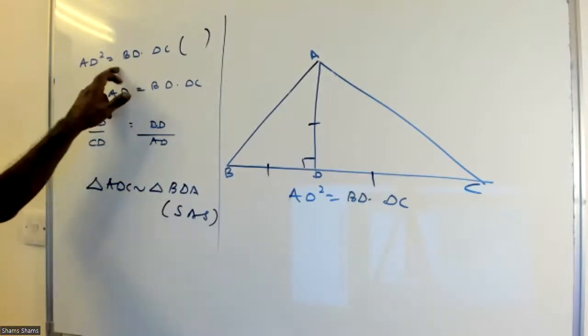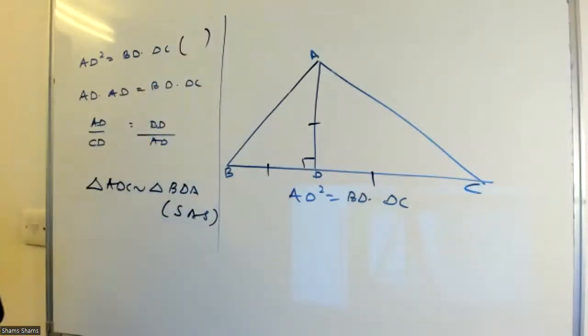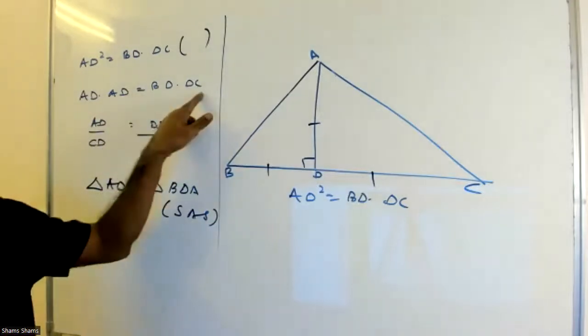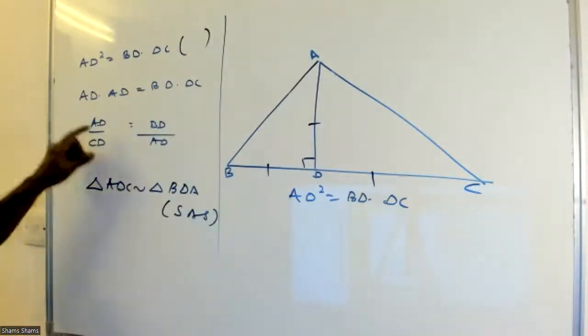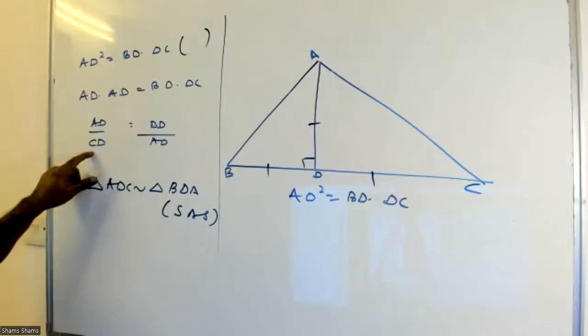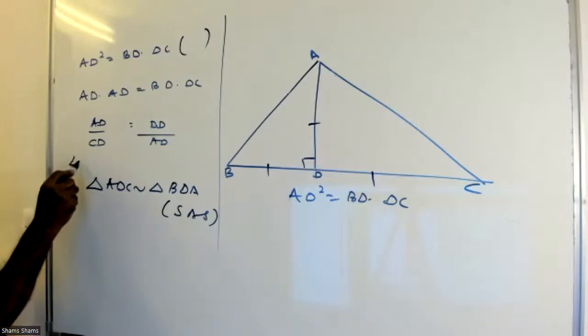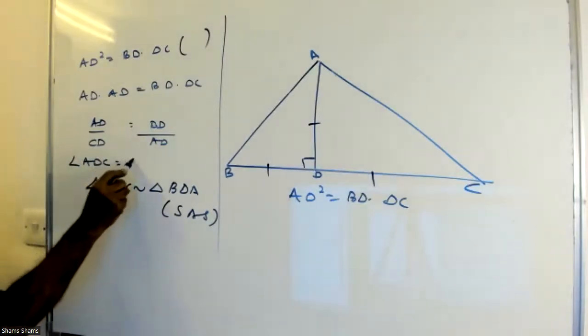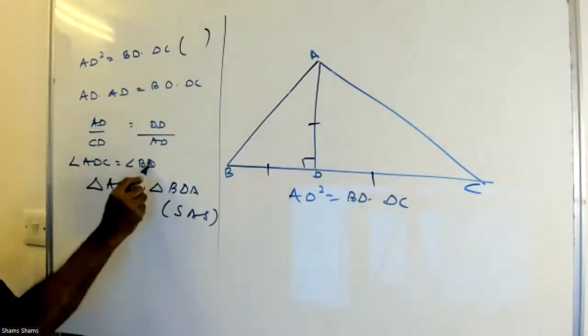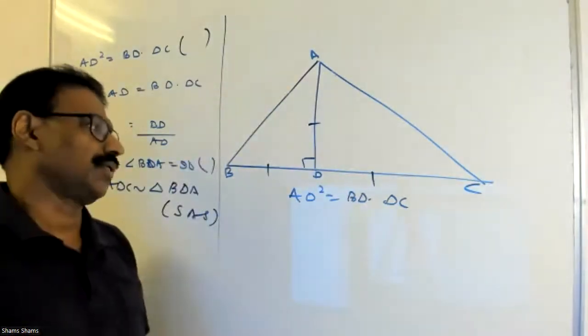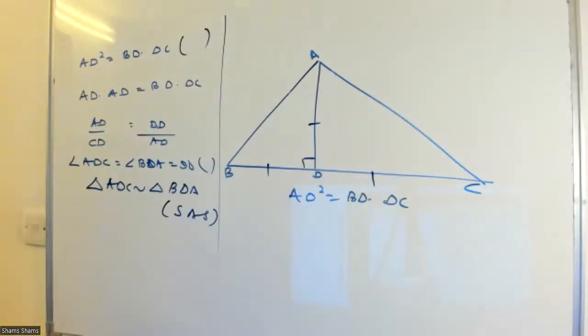Okay, AD square equal to BD into DC, given. So AD into AD equal to BD into DC. Then just rearrangement: AD by CD equal to BD by AD. And angle ADC equal to angle BDA equal to 90 degrees, given.